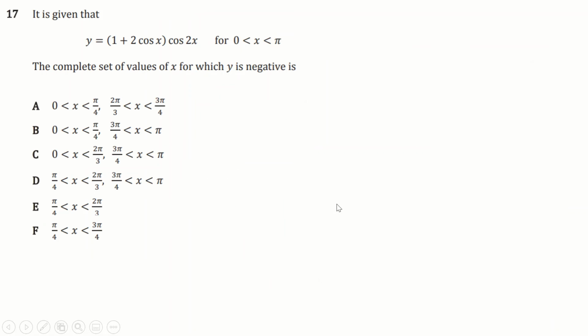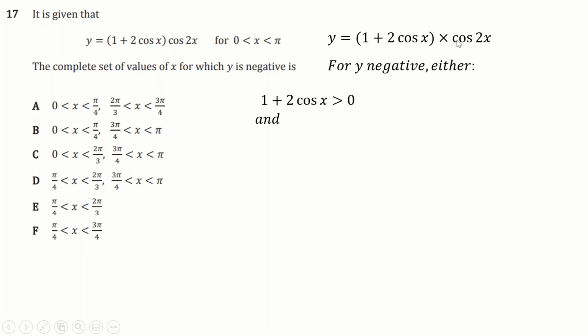Cool. Number 17. So I want y to be negative. Notice how y is this thing multiplied by that thing. So y is a product of two things. Now, if I want y to be negative, there's two ways to make a negative through a product. You can either make the first thing negative and the second thing positive, or the other way around, right? So I either want this to be negative and this positive, or this to be positive and this negative, right? So, and now I need to do each case individually.